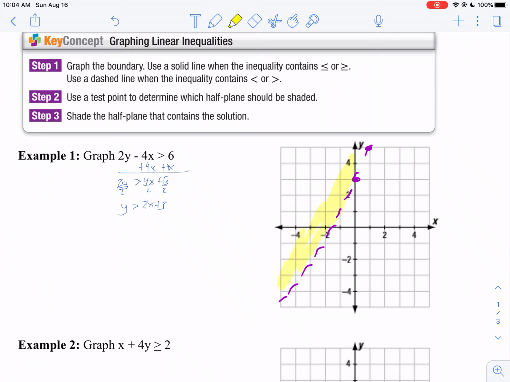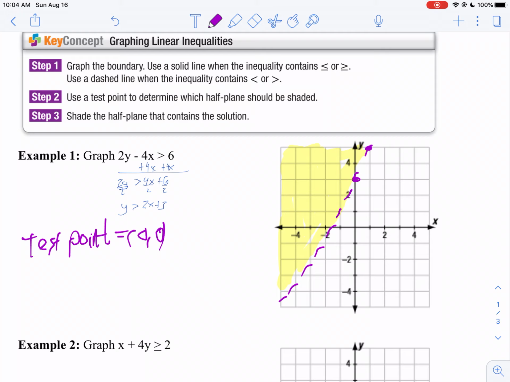Now, you can only skip this step if y is by itself. If y isn't by itself, then you have to use a test point and see which side of the inequality is true. And what I mean by a test point, let's do that. I can pick any coordinate, as long as it's not on the line. I like 0, 0. The only time I can't use 0, 0 is if the line goes through 0, 0. So my test point is 0, 0.